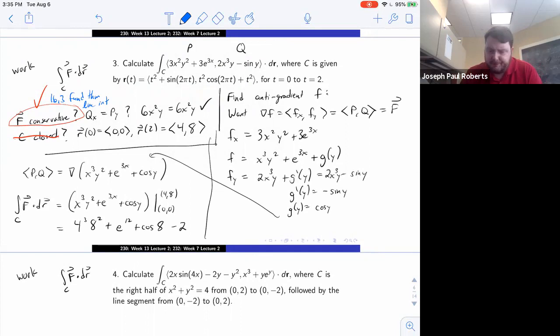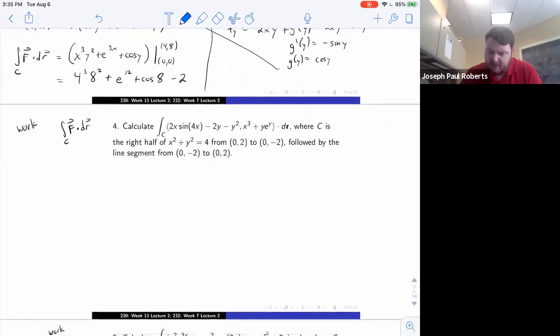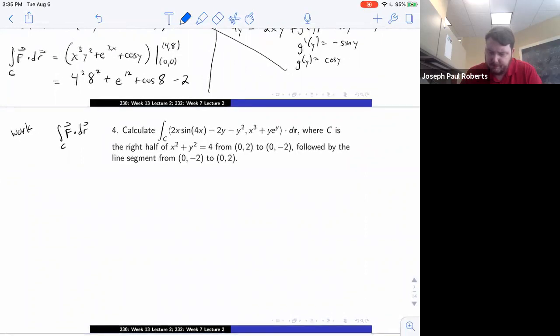All right, let's keep going. Next question. Work integral, F dot dr. Our questions, again: is this vector field conservative? Is the curve closed? So conservative: this is a 2D vector field. I only see x's and y's. So anyway, is this conservative?